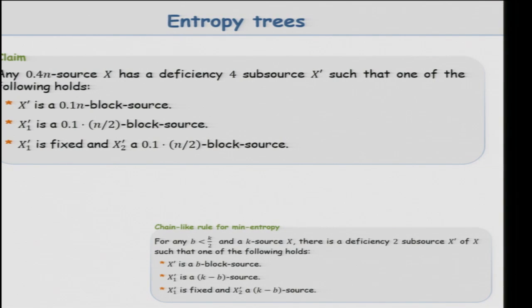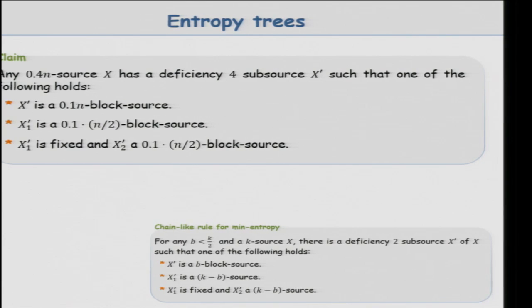What we will do is we'll show the following thing. These things are kind of from BRSW. You can find these things implicitly in BRSW. So any 0.4n source x has a deficiency 4, not 2, but 4. Let's call it x prime, such that one of the following holds. Either x prime itself is a block source, which is great, so b is just everything. Or otherwise, essentially, one of the halves is the b. We don't know which, but one of them. Namely, the other scenario would be that x prime 1 is a 0.1 times its length block source, or it's fixed, and x prime 2 has this property. For any fixing of it, x prime 2 has the property.